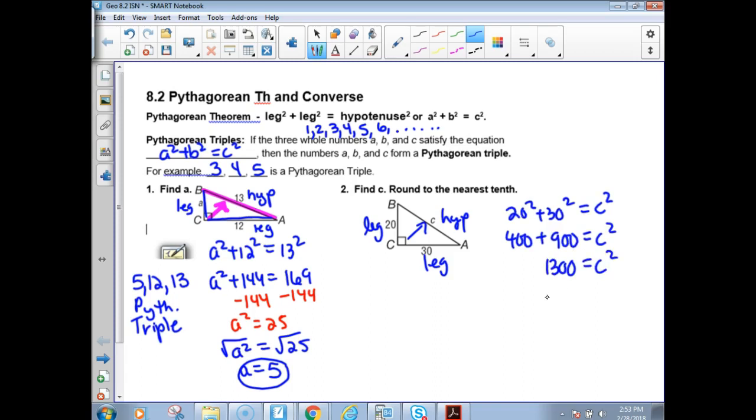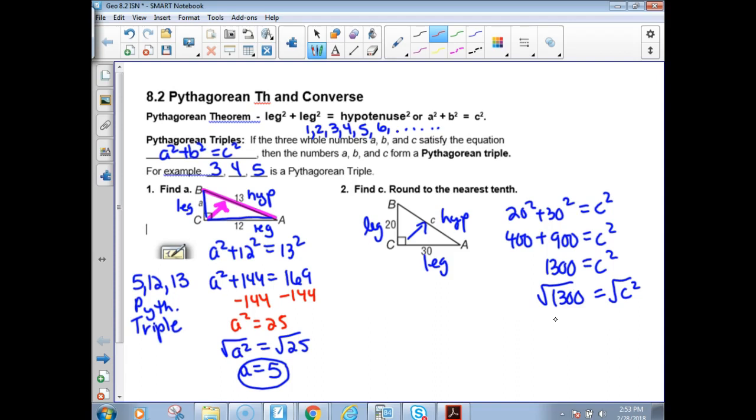Now I take the square root of 1300, and I'm going to show you something besides writing it as a decimal. I have some students who are both enrolled in Algebra 2 and in Geometry. You probably already know what I'm going to be talking about: simplifying the radical. If you are not, that doesn't matter.